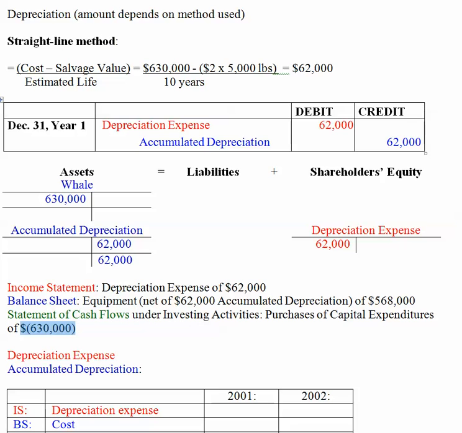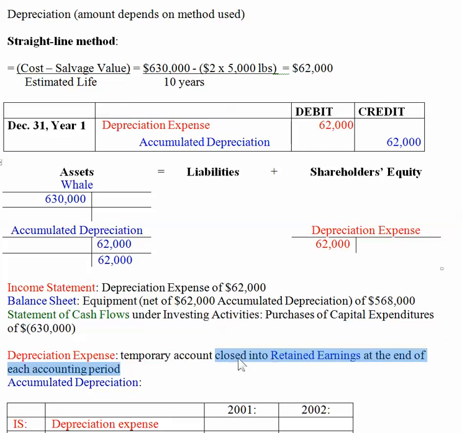$630,000 of cash. Now, depreciation expense is a temporary account, as are all your revenues, expenses, and dividends. So that's going to get closed into retained earnings at the end of the accounting period. So this will become zero. So when we start next period, there will be no beginning balance. The balance will have reduced the beginning retained earnings.